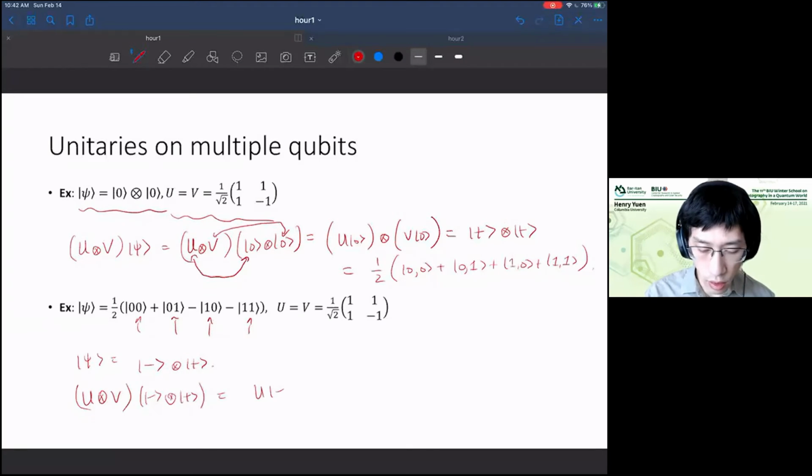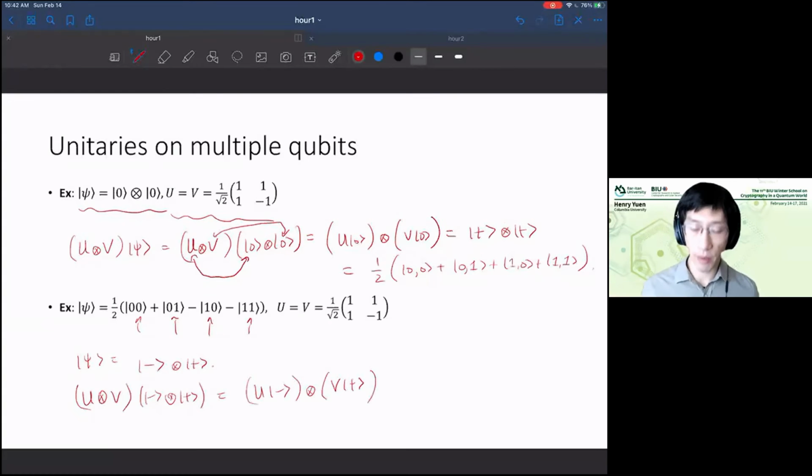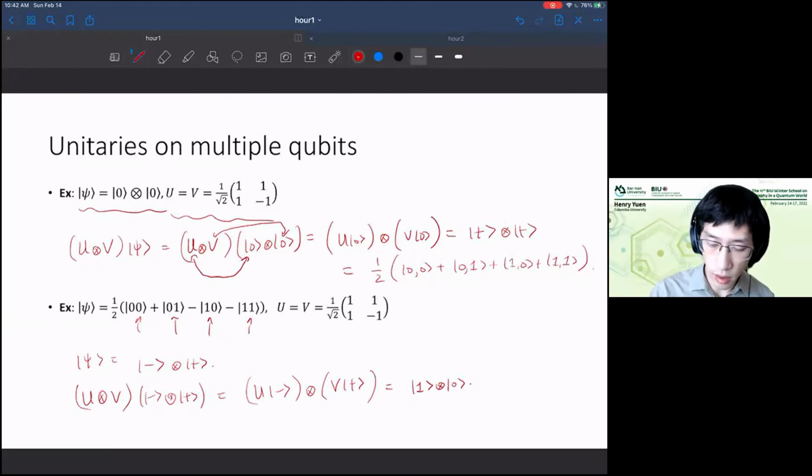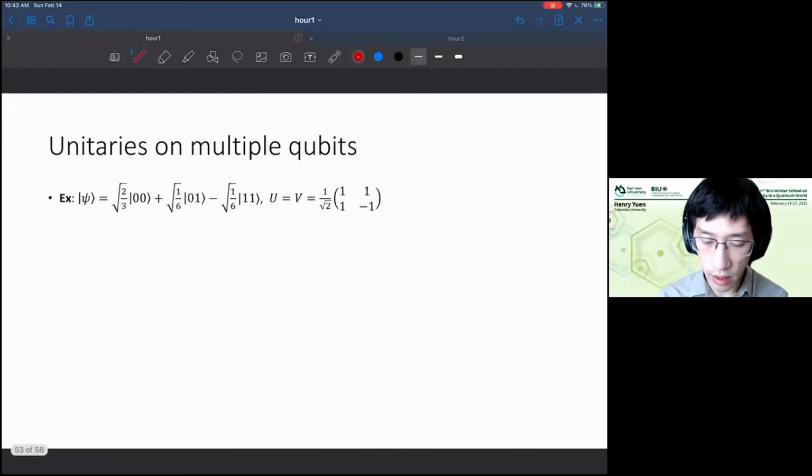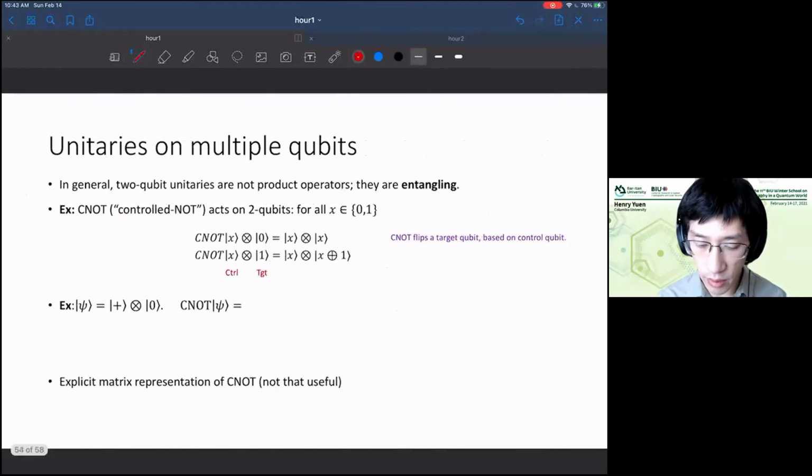This is U applied to the minus state, tensor V applied to the plus state. U and V is still this Hadamard matrix, and it's this change of basis, and you get 1 tensor 0. So this is much faster than applying U tensor V to these 4 terms separately and then collecting all the terms and so on. And so this is a faster way. Alrighty, and I'll skip this example because it's very much similar.